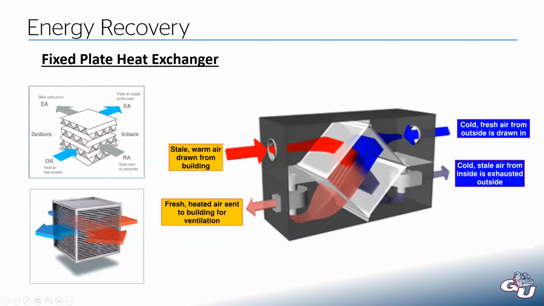But you can see the outside air, these little triangles, they alternate from side to side. So every other plate is outside air and then return air and then outside air. And that gives you really good heat transfer between your two airstreams.